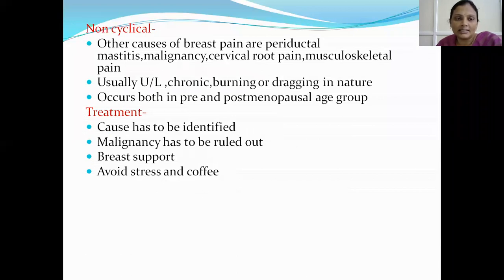Regarding non-cyclical mastalgia, other causes of breast pain are periductal mastitis, malignancy, cervical root pain, musculoskeletal pain. It is usually unilateral, chronic, burning or dragging in nature, and occurs in both pre- and post-menopausal age groups. Regarding the treatment, the cause has to be identified first, malignancy has to be ruled out, breast support to be given, avoid stress and coffee.